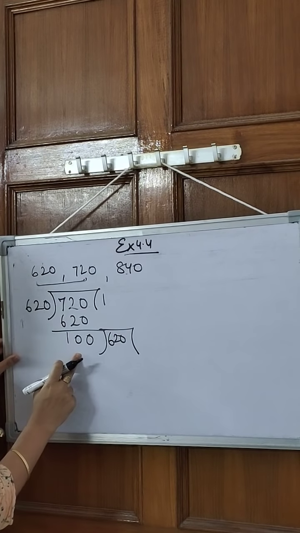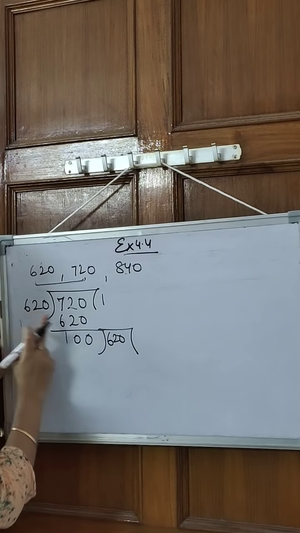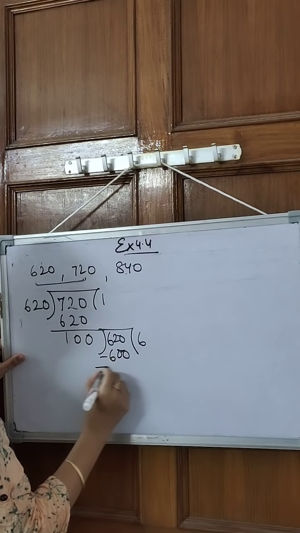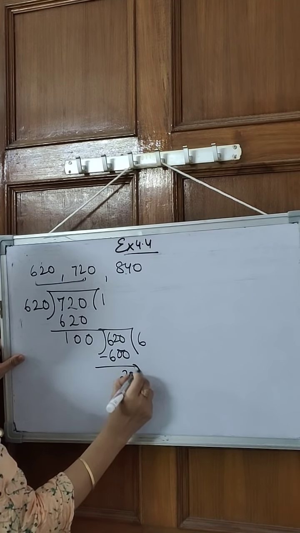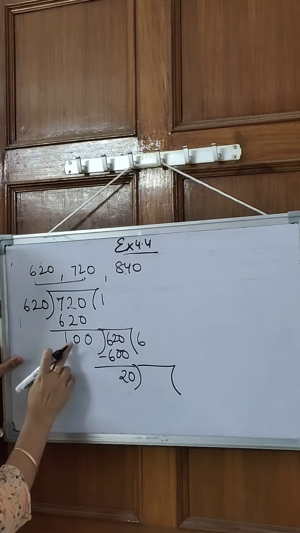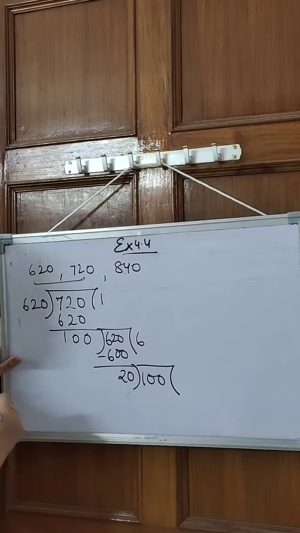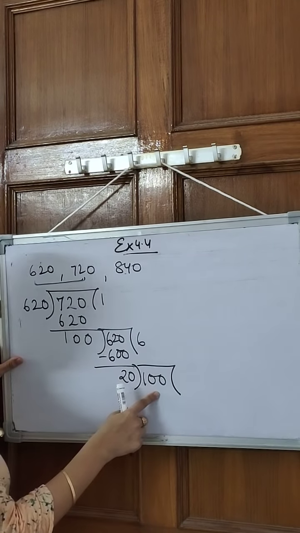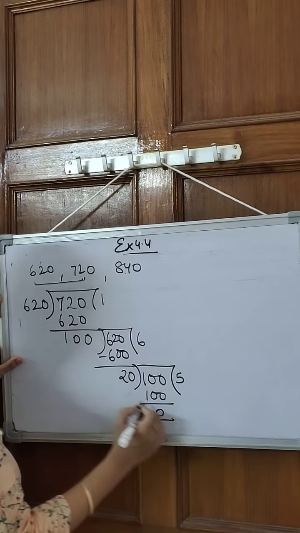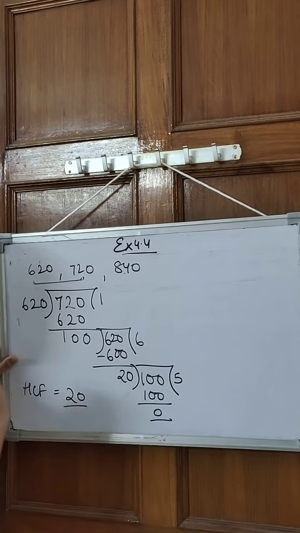Now if there is a remainder, then the divisor becomes the dividend. So I have written 620 here. Now by 6, 600 subtracted, I get 20. Again I am getting a remainder, so this divisor will now become the dividend. I will continue the division. Now this is completely divisible. So the HCF of the two numbers is 20.